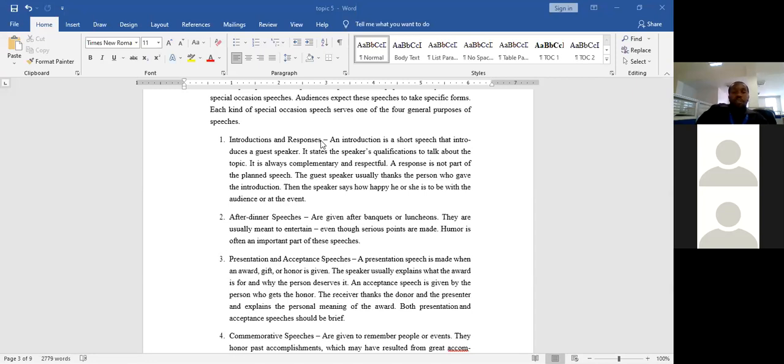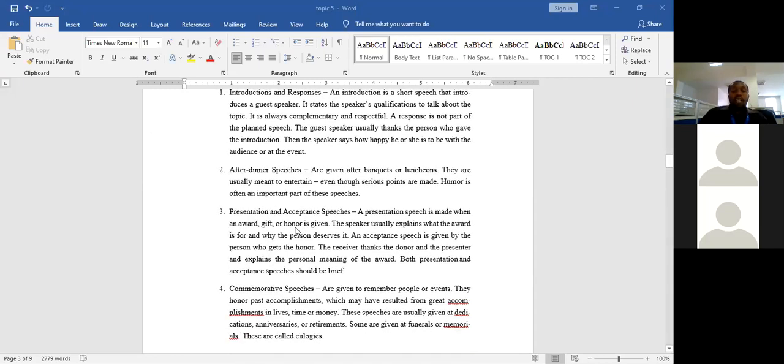Then we have after dinner speeches, and they are given after banquets or luncheons. So they are usually meant to entertain. After dinner speeches are usually meant to entertain. Then we also have presentation and acceptance speeches. A presentation speech is made when an award, gift or honor is given. Saa zile tunaenda mahali, tunaenda kupewa zawadi. That is when we do presentation and acceptance speeches.